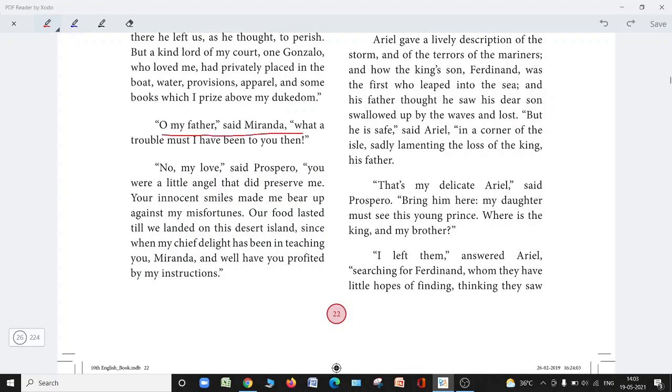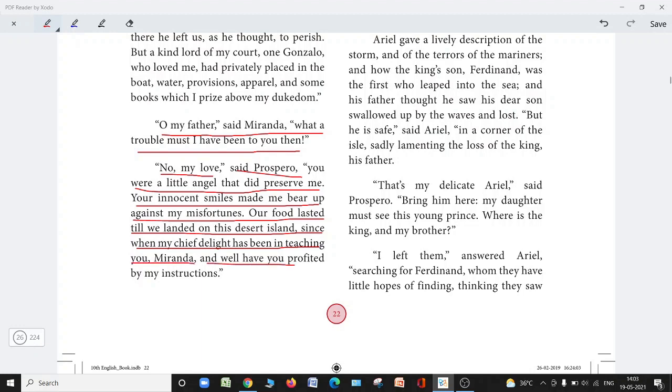Oh, my father, said Miranda, what a trouble must I have been to you then? No, my love, said Prospero. You were a little angel that did preserve me. Your innocent smiles made me bear up against my misfortunes. Our food lasted till we landed on the desert island. Since when my chief delight has been in teaching you, Miranda, and well have you profited by my instructions.